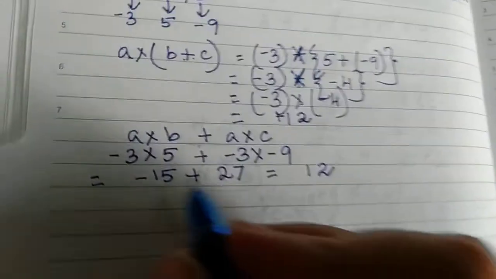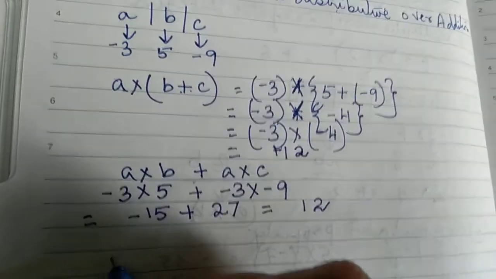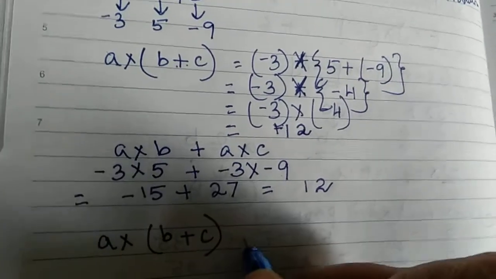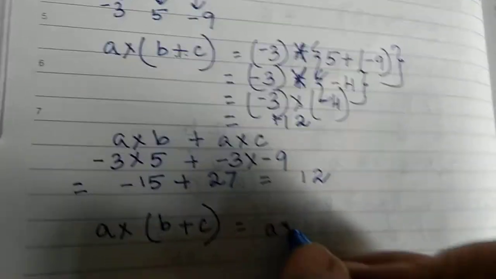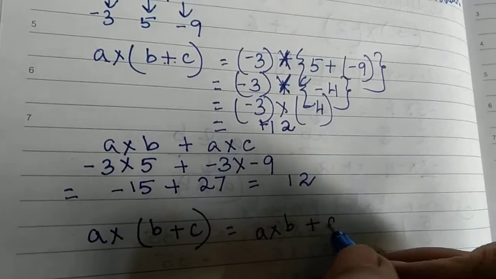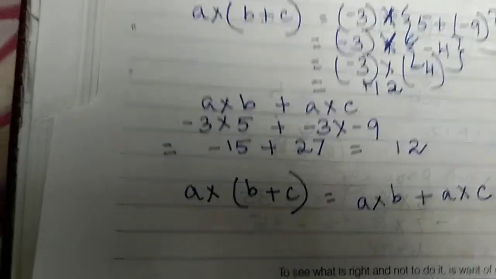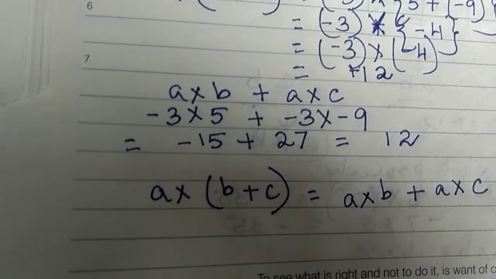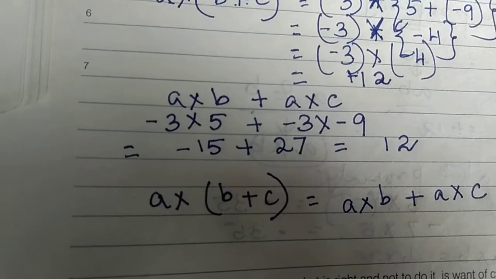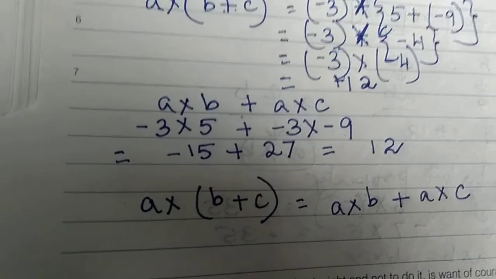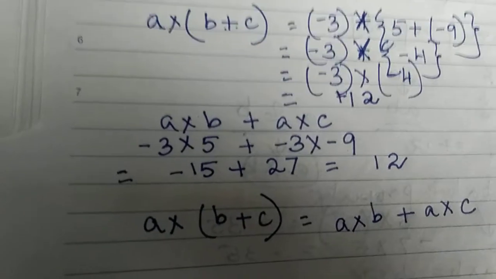So a into b plus c, I can write this as a into b plus c is equal to actually a into b plus a into c. This law is called the distributive law of multiplication over addition. Understood? Now, if we move on to the distributive law of multiplication over subtraction, how do we do it?